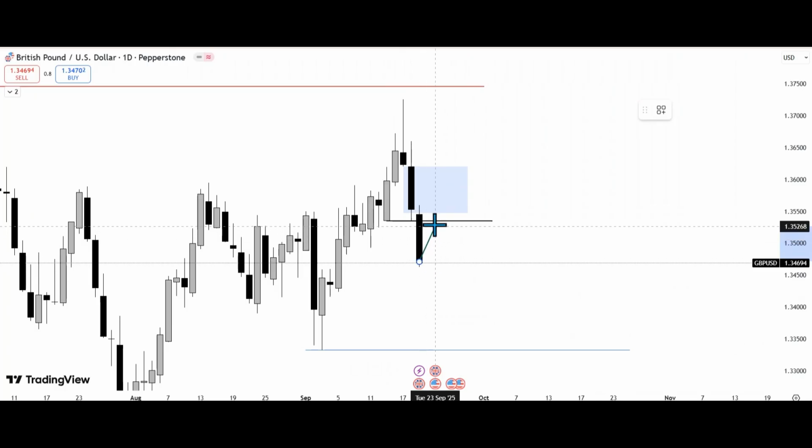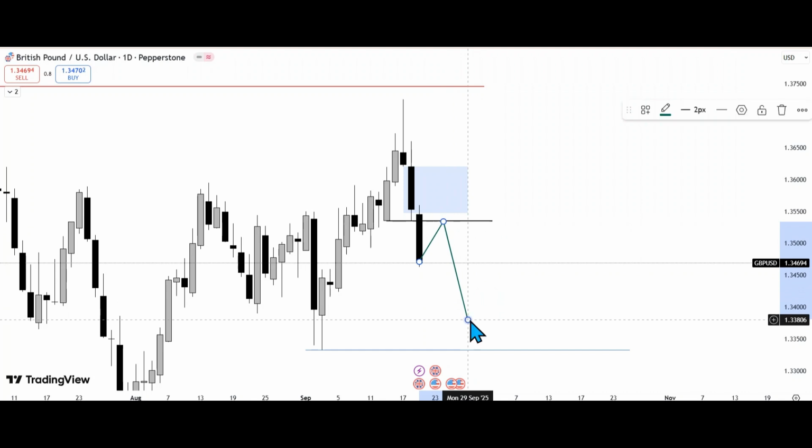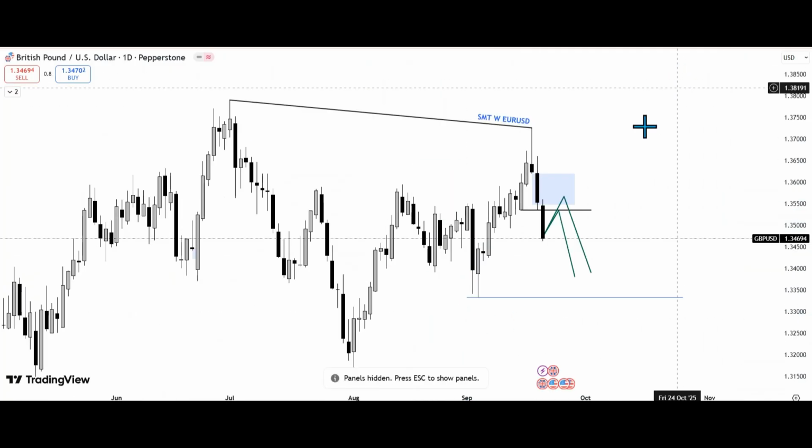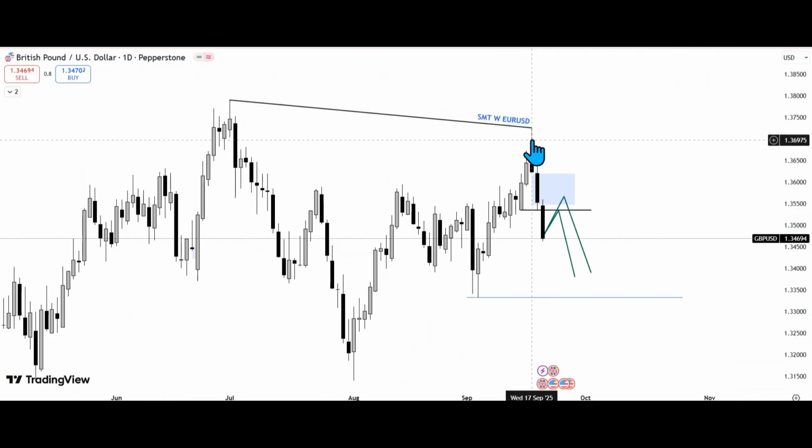We might get a retracement to this CISD before we get the bearish continuation, or we might get a deep retracement to this fair value gap before we continue with this bearish move. We also have an SMT with the Euro USD. As you can see, GBPUSD failed to take out this high, but Euro USD actually took out these highs here. Remember, we look for SMTs at points where we expect to see reversals. So that is another confluence that we can use to support our bearish bias.